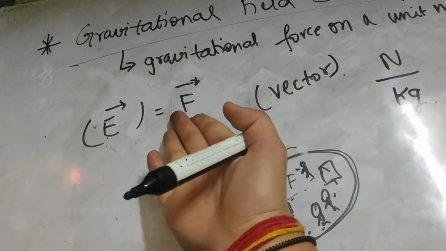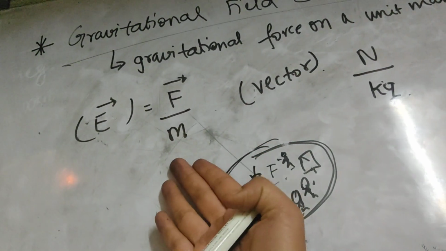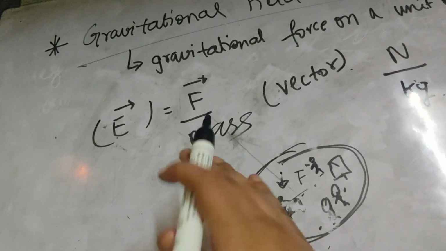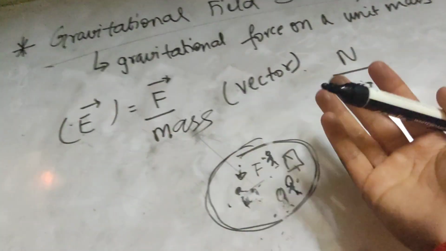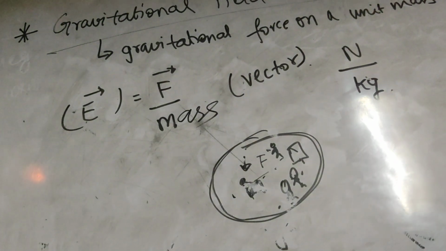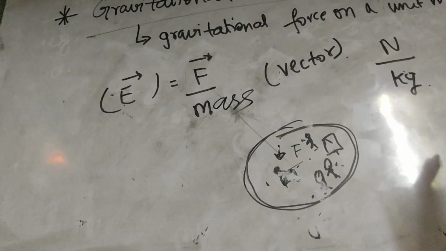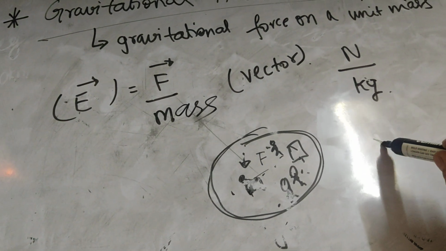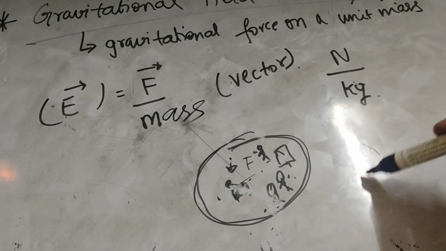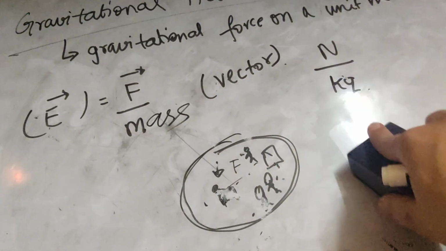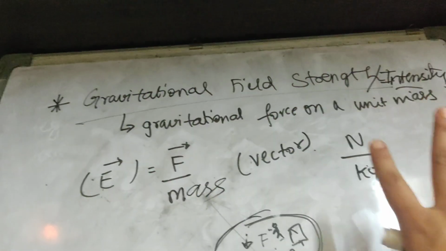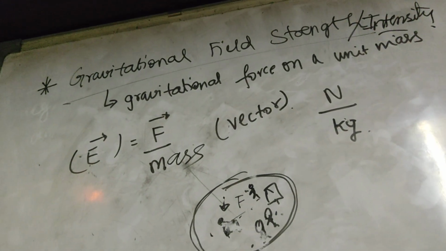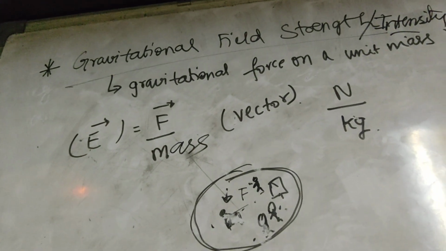Directly from here, what is the unit for force? Newton. What is the unit for mass? This is mass, okay, not meters. Mass. So what is the unit for mass? Kgs. So the SI unit will be Newton per kg. One more way is there where you denote it in terms of potential and distance. We will talk about that later, but till now you need to remember this only. So gravitational field strength or intensity means the gravitational force on a unit mass m.